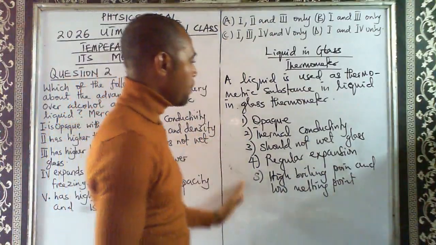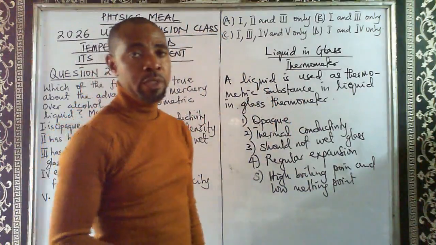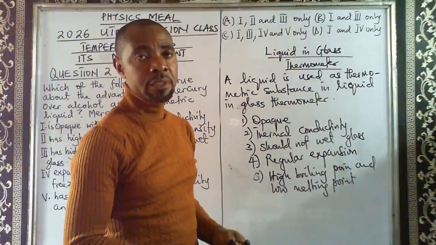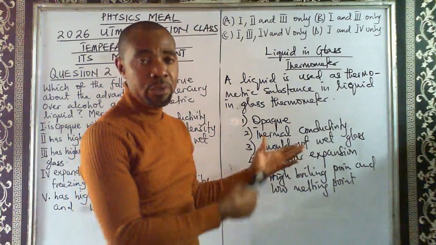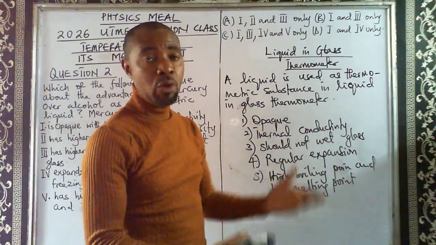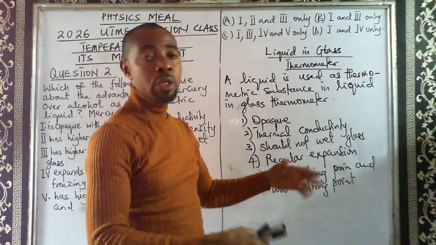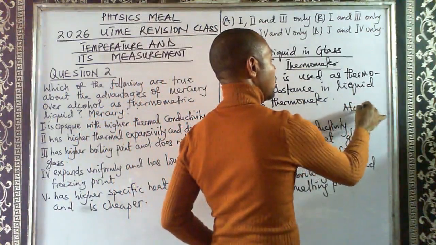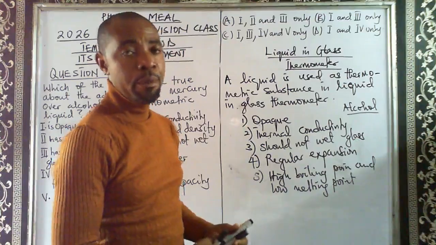So these are some of the properties of a thermometric liquid. Now the liquid that we usually consider as the best thermometric liquid is usually mercury, because mercury has most of these properties. Mercury is opaque. It has high thermal conductivity. It doesn't wet glass. It has regular expansion, although it doesn't expand as much as alcohol. The expansion in alcohol is about 6 times that of mercury.